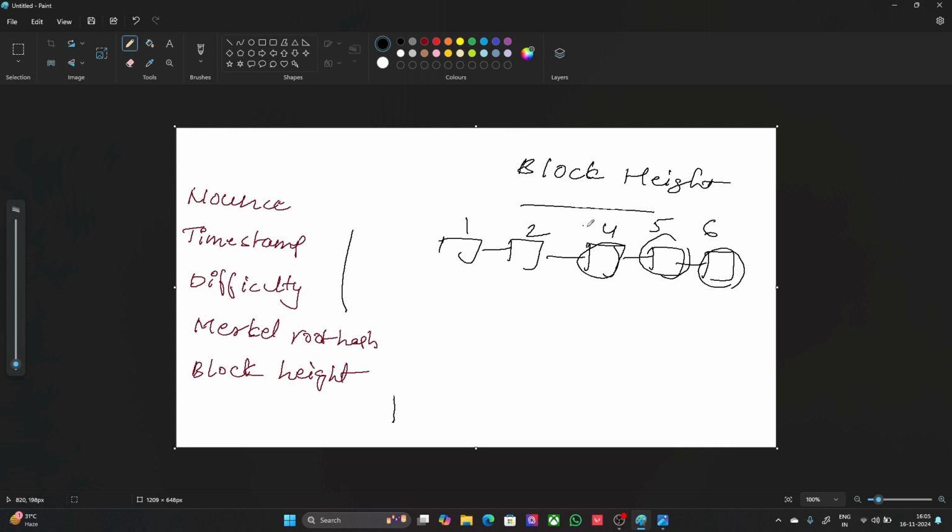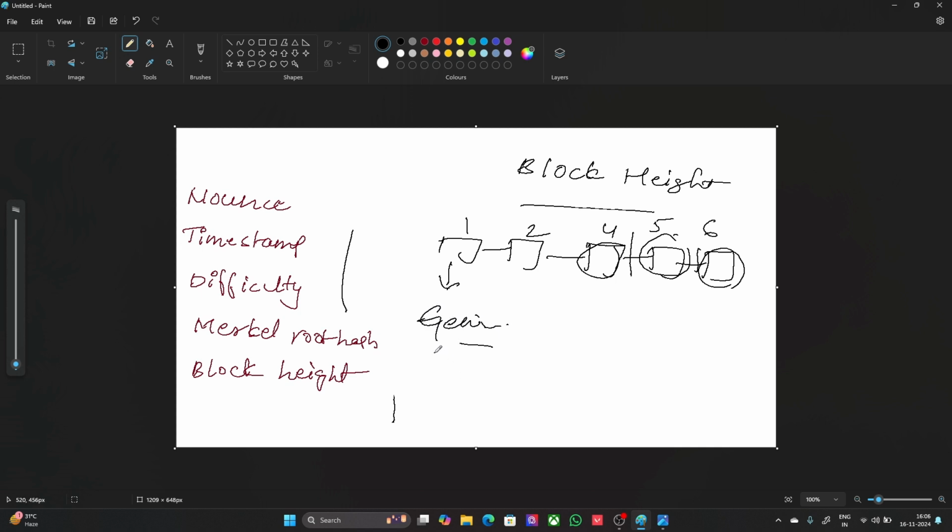If you consider the blocks till here, it will be 4. If you consider till here, it will be 5. If you consider till here, it will be 6. So it is nothing but the index of the blocks, how many blocks are present in the blockchain. And the very first block in the blockchain is known as the Genesis block.